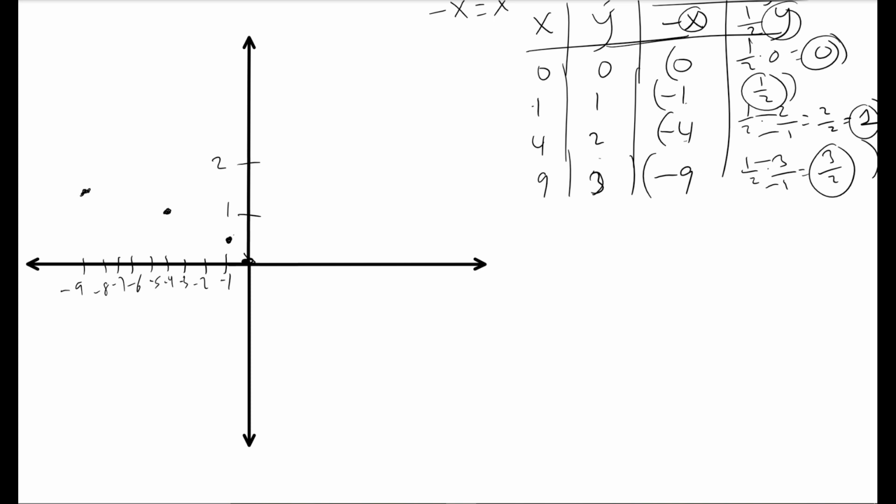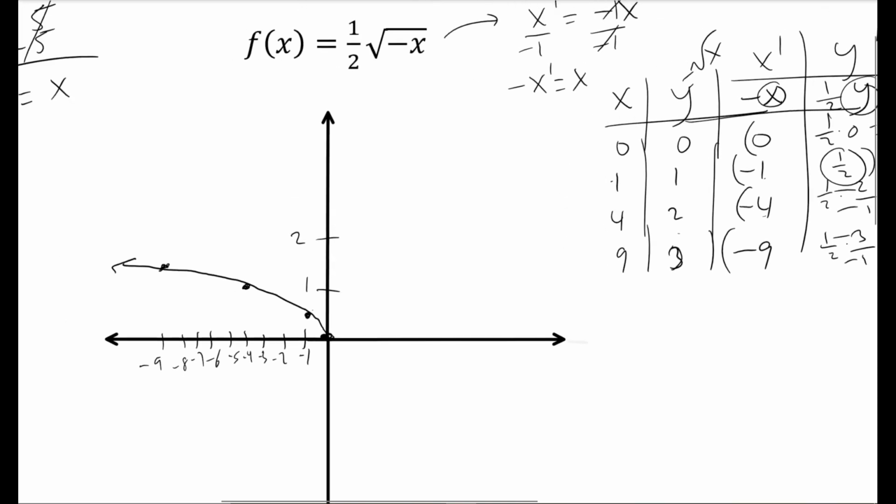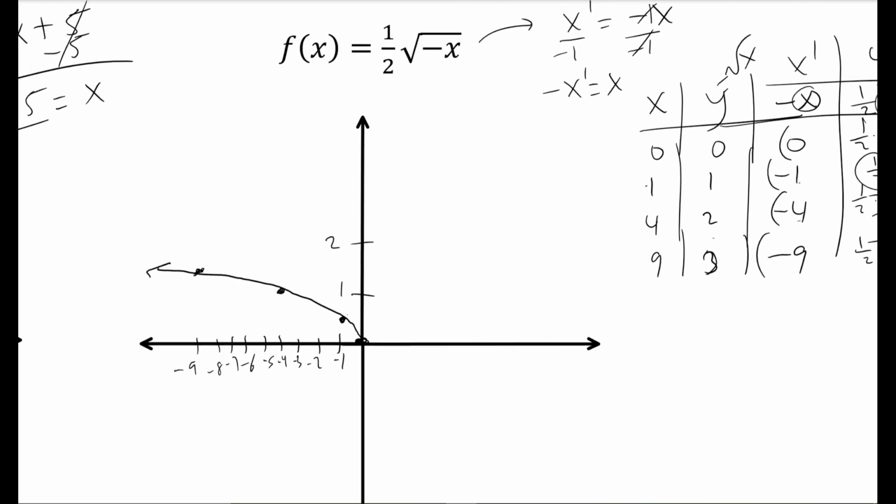So we have something that kind of looks like that, and there's our graph. So what happened there? Well, it got reflected, right? It got reflected about the y-axis, because normally it looks like this, right? But it got reflected.